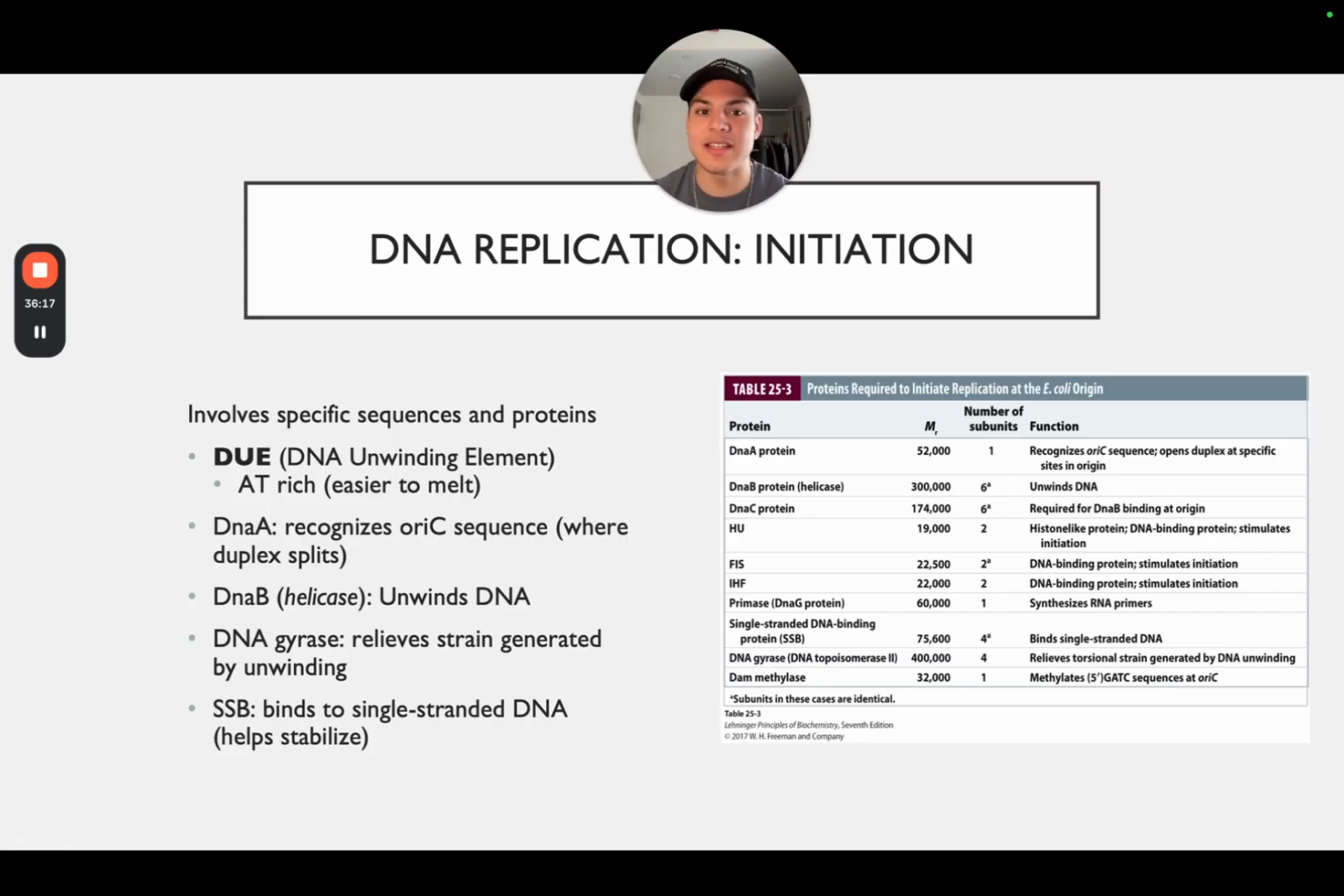So now talking about DNA replication initiation. In terms of initiating DNA replication, it involves specific sequences and proteins. There is the DUE, the DNA unwinding element, and so again, which type of base pairs are going to facilitate this? It's the AT, because again, they have 2 hydrogen bonds and they don't have 3 like GC. GC would be very hard to break apart.